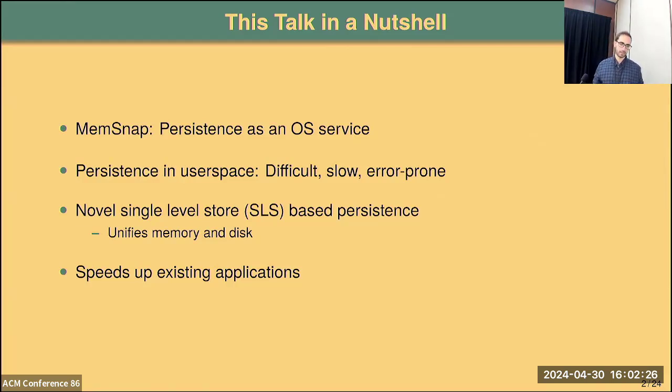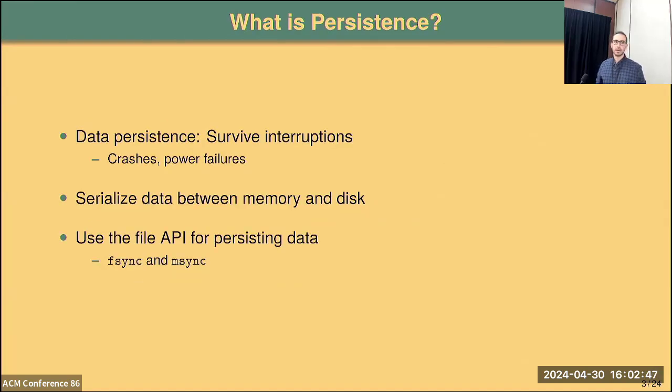it in the kernel. We propose a novel single-level store mechanism for providing this persistence. This single-level store mechanism unifies memory and storage into a single tier to simplify the semantics of persistence. The result is that we make it not just easier, but also faster to write persistent applications. But let's first talk about what persistence is.